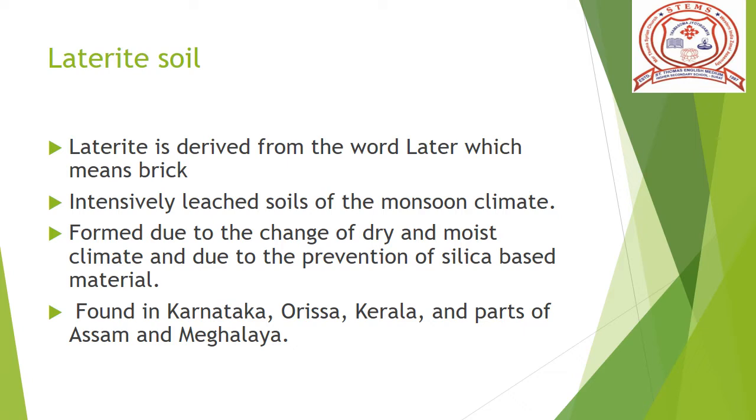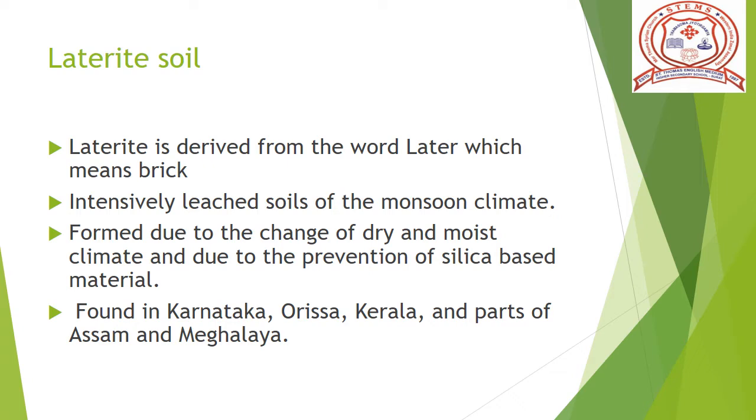Now we learn about laterite soil. The name of this soil, laterite, is derived from the Latin word later, which means brick. Its color is red because of the presence of iron oxide. When the soil becomes wet, it becomes smooth like butter, and when it is dry, it becomes very hard. It is formed due to the change of dry and moist climate and due to the leaching of silica-based material.